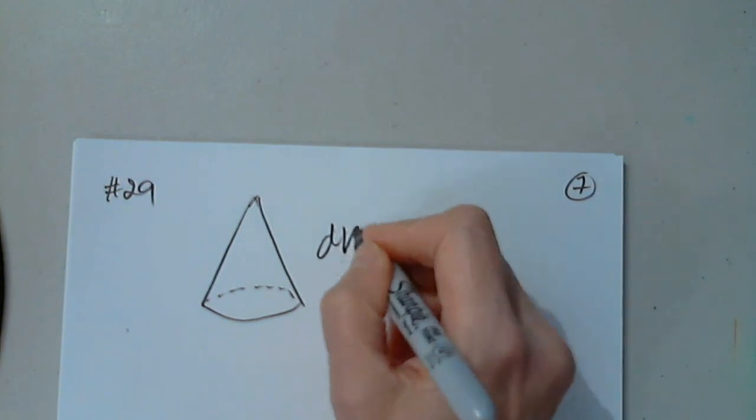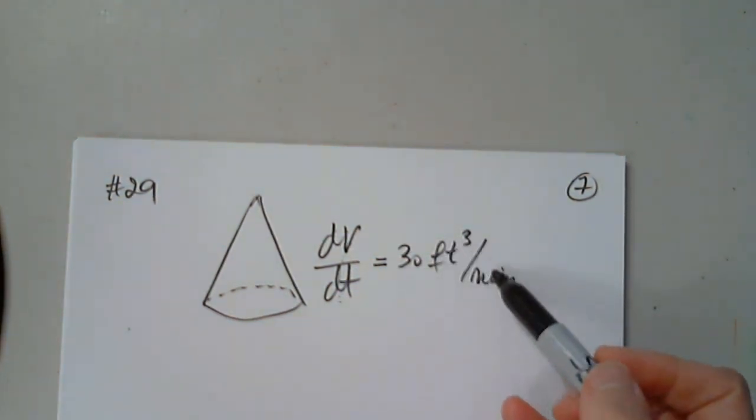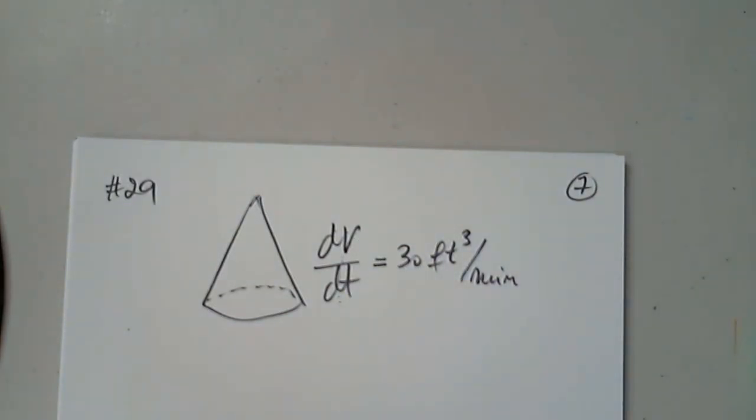dV/dt. Perfect. It's a rate of change. It has a measurement unit composed of two measurement units. It has to be a ratio. Excellent. Good.